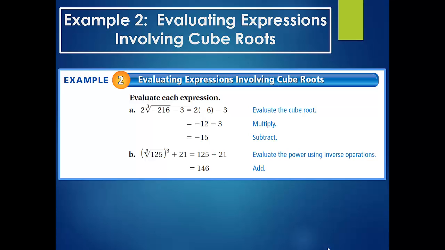For B, we're going to do the cube root of 125 cubed and then plus 21. Well, the cube root of 125 is 5. And then when we do 5 cubed, 5 times 5 times 5, we're back where we started at 125. So we have 125 plus 21, and that gives you 146.